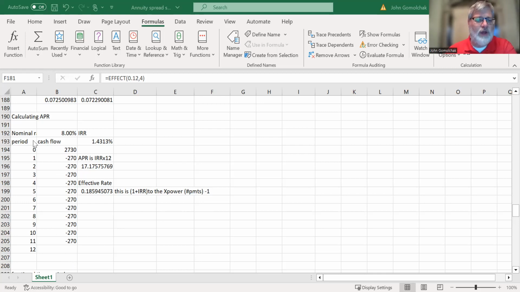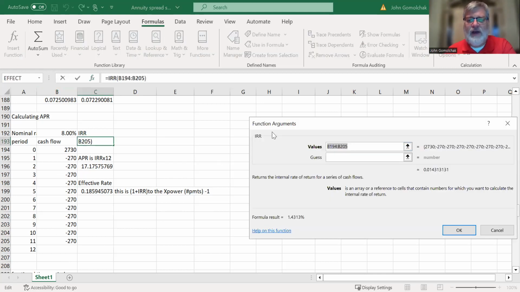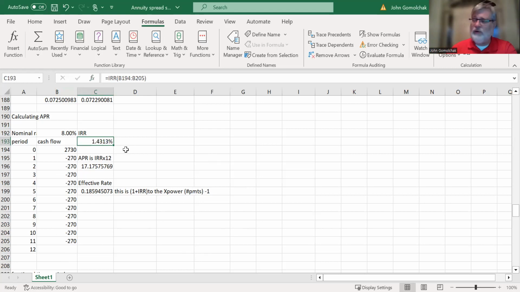All right, so now what we're going to do is first calculate the internal rate of return. And that's basically the IRR function with all of these cash flows. All I did here, it's B194 through B205, and we end up with an internal rate of return of 1.4313%.